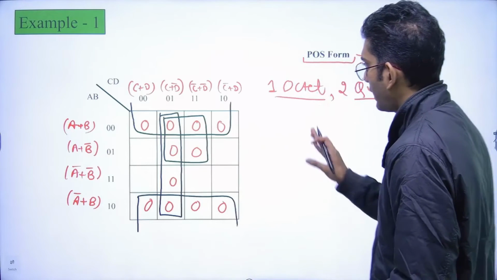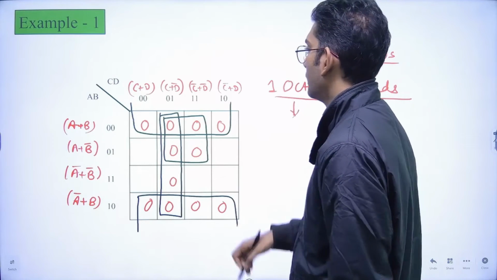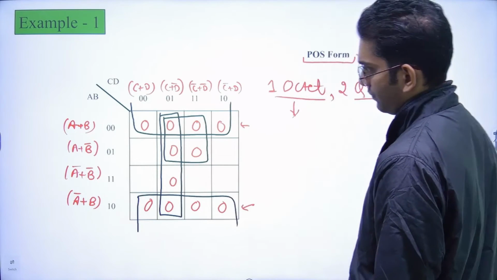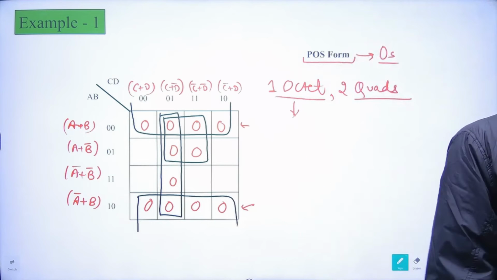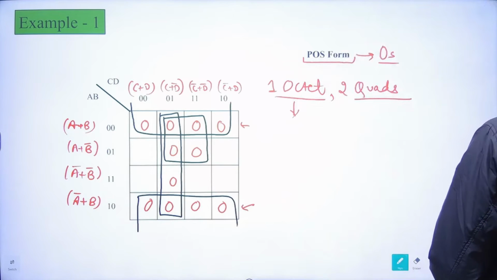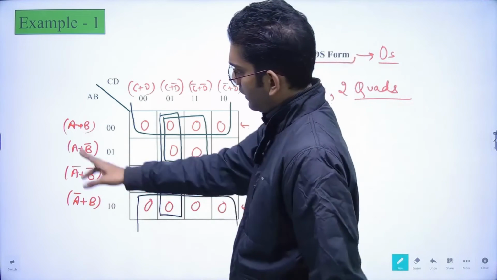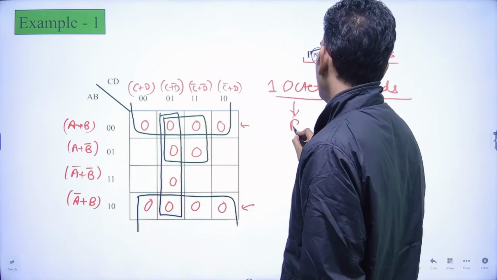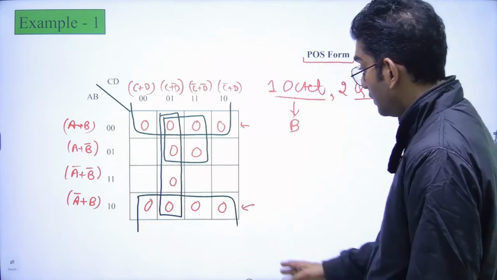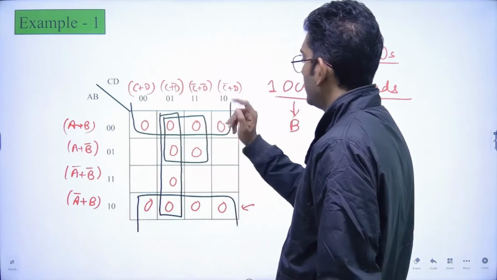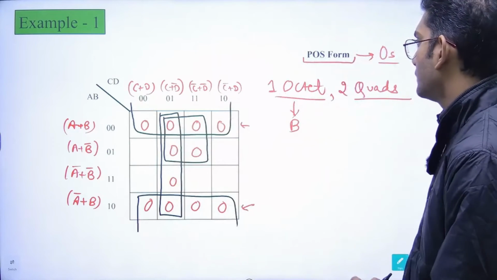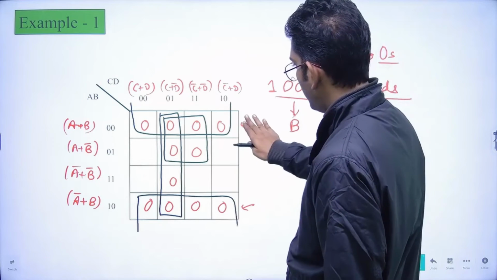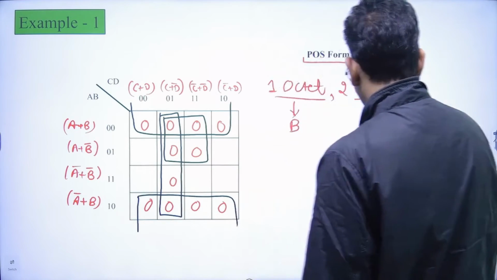Fine. So first we will write for the octet. For the octet, this column and this row and this row we have to take into consideration. In these two rows, what is common? You can say A and A bar are changing, only B is common. So we'll get B. Now we'll take these four columns. In these four columns, nothing is common, everything is changing. So for the octet, we would get B itself. Nothing else apart from B.